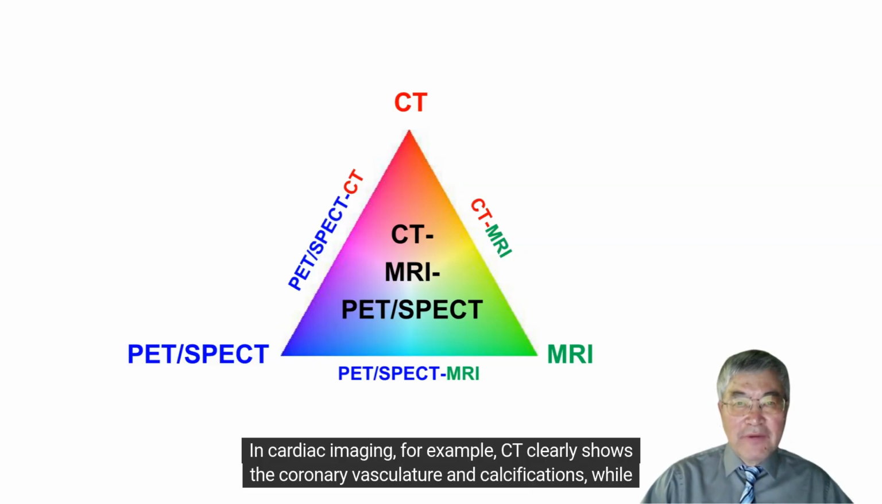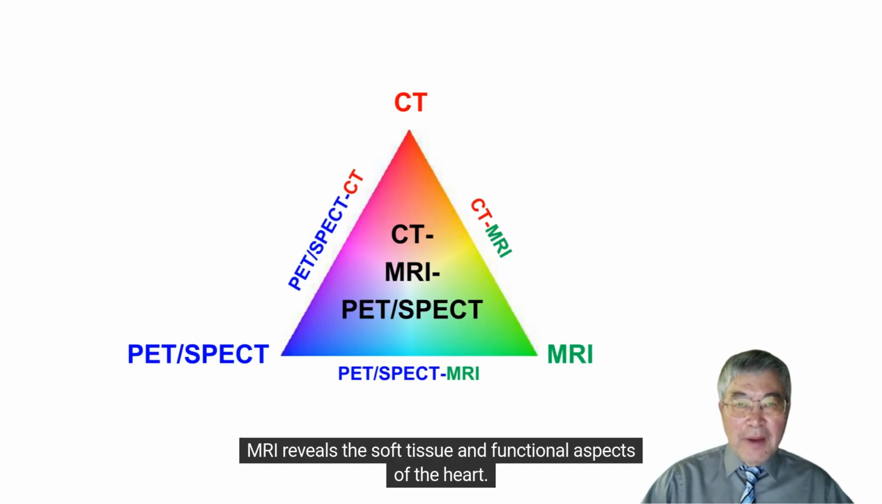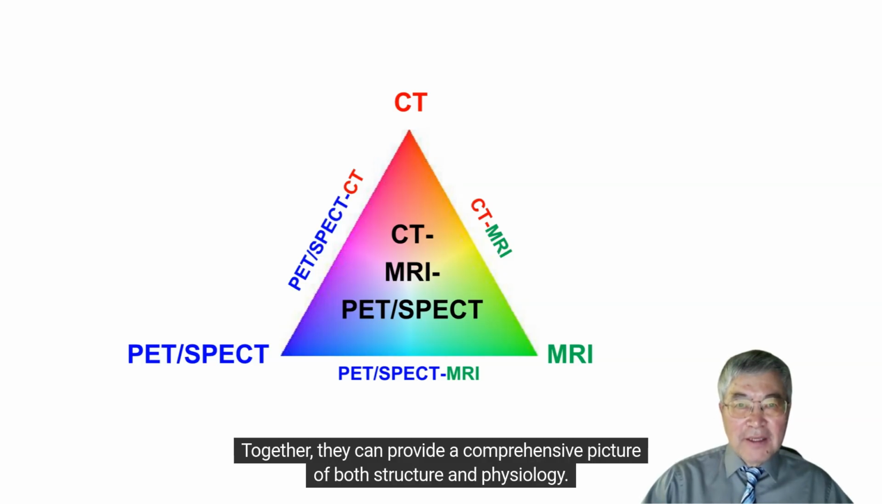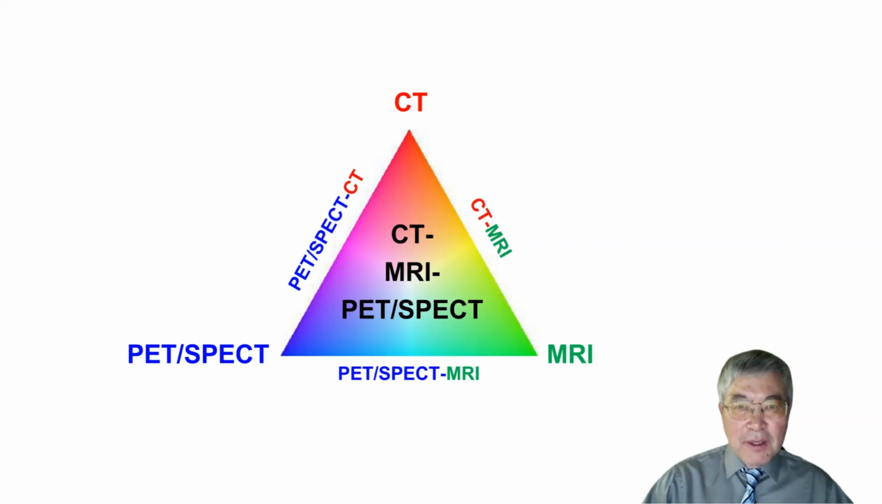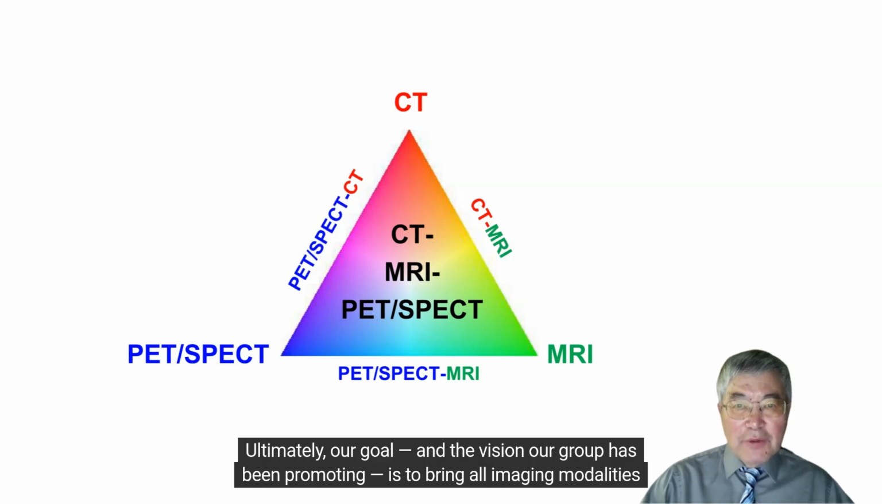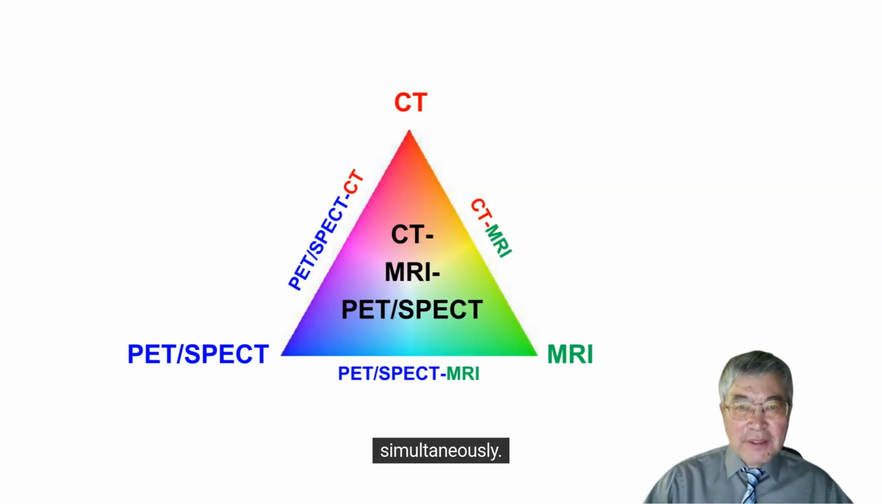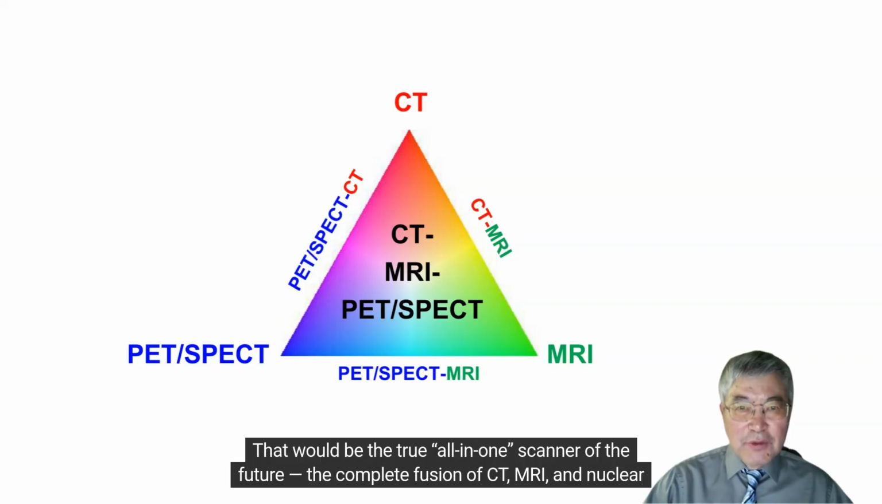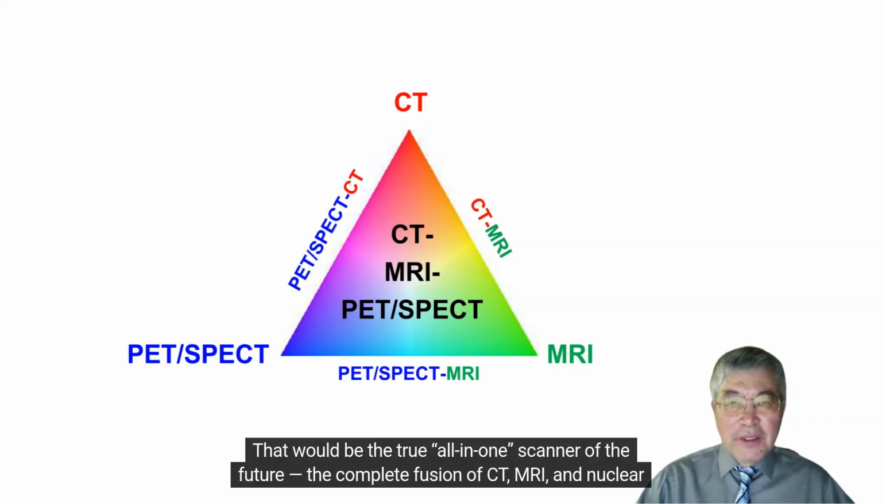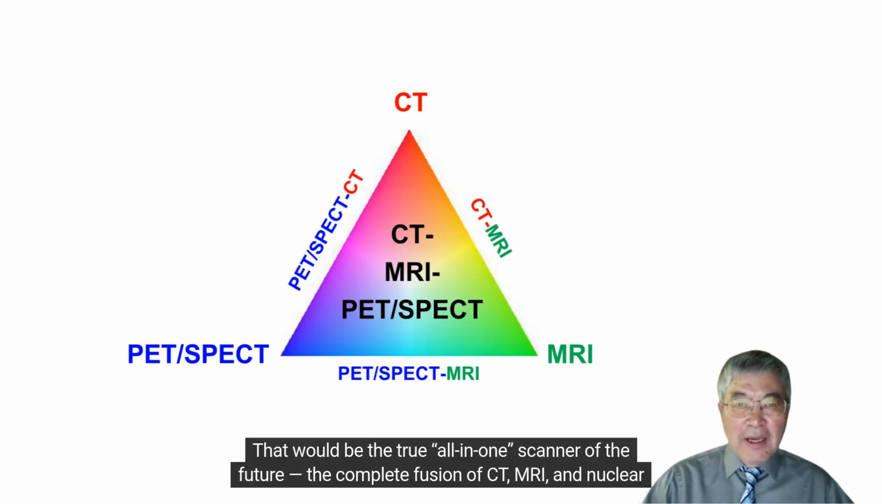In cardiac imaging, for example, CT clearly shows the coronary vasculature and calcifications, while MRI reveals the soft tissue and functional aspects of the heart. Together, they can provide a comprehensive picture of both structure and physiology. Ultimately, our goal, and the vision our group has been promoting, is to bring all imaging modalities together in one integrated system so that we can visualize anatomy, function, and molecular information simultaneously. That would be the true all-in-one scanner of the future, the complete fusion of CT, MRI, and nuclear imaging.